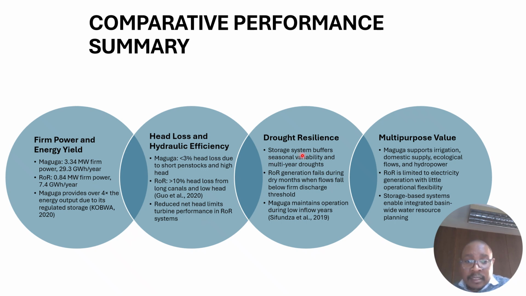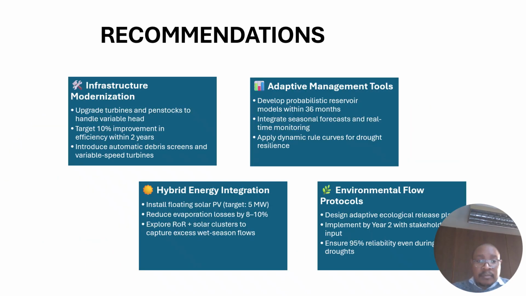And then on the drought resilience, the storage system buffers seasonal variability. The run-of-river generation fails during the dry season when flows drop, and then Maguga maintains operation during low inflow years. And then on the multi-purpose value, Maguga supports irrigation, domestic use, hydropower, and also ecological flow. In terms of the run-of-river, it is limited to electricity generation with little operational flexibility. And the storage-based system enables integrated basin-wide water resource planning.